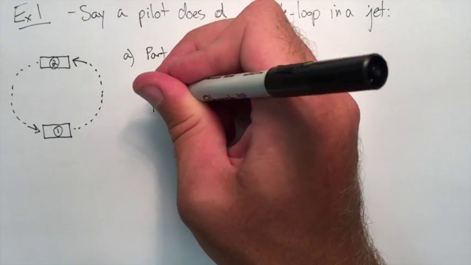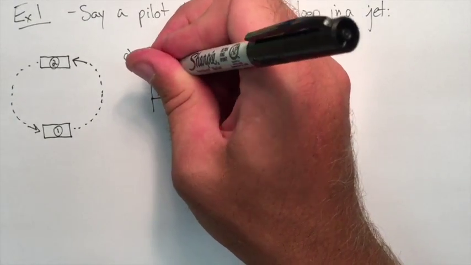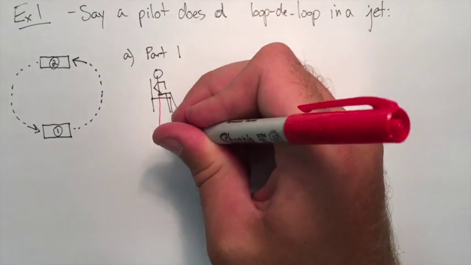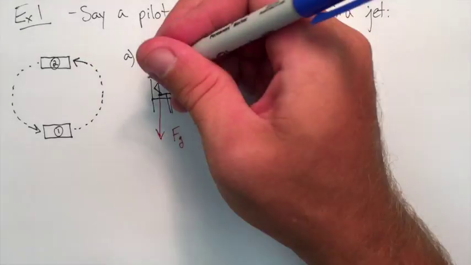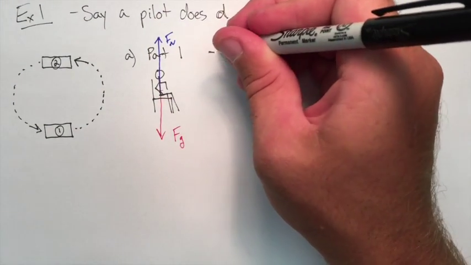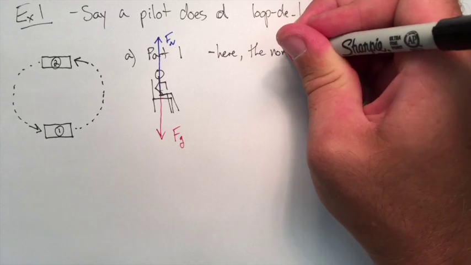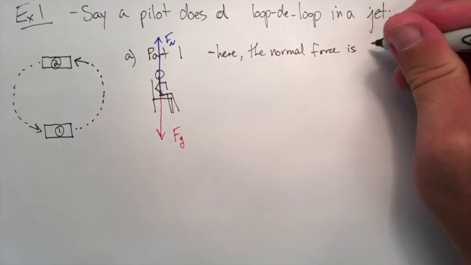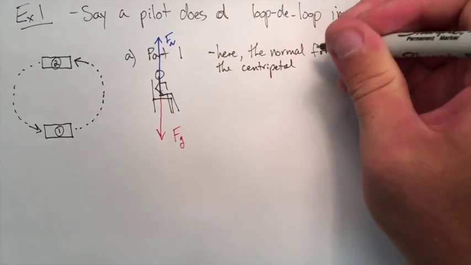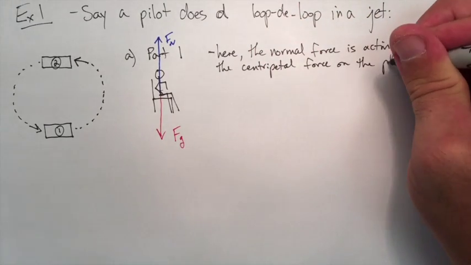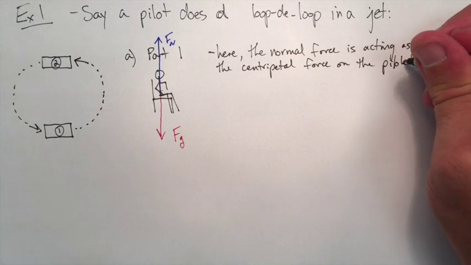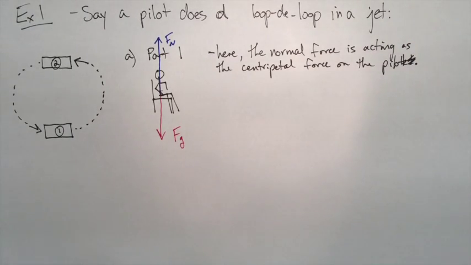So let's draw a picture of this pilot. What forces are acting on the pilot at the bottom of the loop? We know there's gravity pulling him down, but to make the pilot go in the circle, the chair has to exert a normal force on the pilot. Here, the normal force is acting as a centripetal force on the pilot. There are no other forces. So we know that if he's going in a circle, the net force has to be pointing towards the center of the circle, so the normal force has to be bigger than Fg.